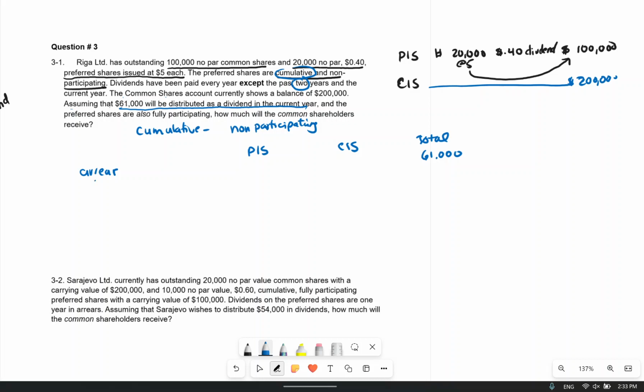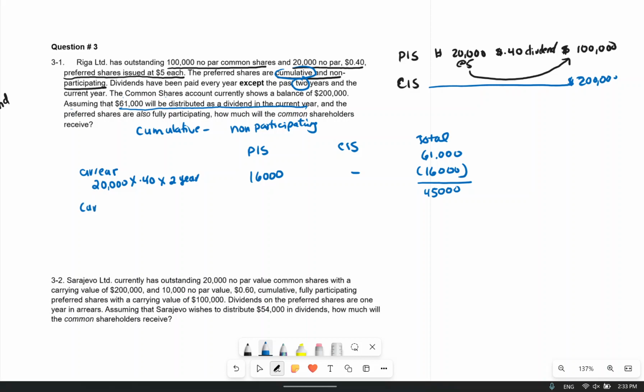The arrears will be, I have 20,000 shares in my preferred, and then we're going to give them 40 cents per share, and we haven't paid them for 2 years, so we're going to give them 16,000. So we gave them 16,000. So then we are left with, my calculator is somewhere, 61,000 minus your 16,000 gives me 45,000. So that's what we gave already.